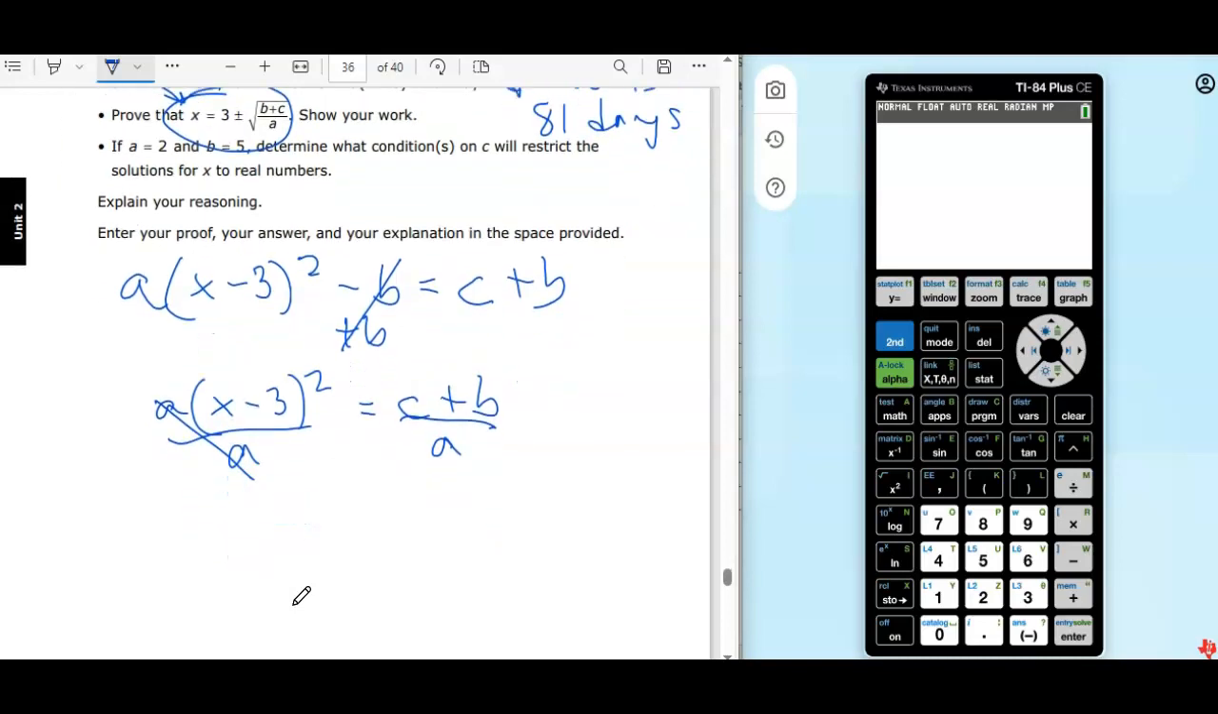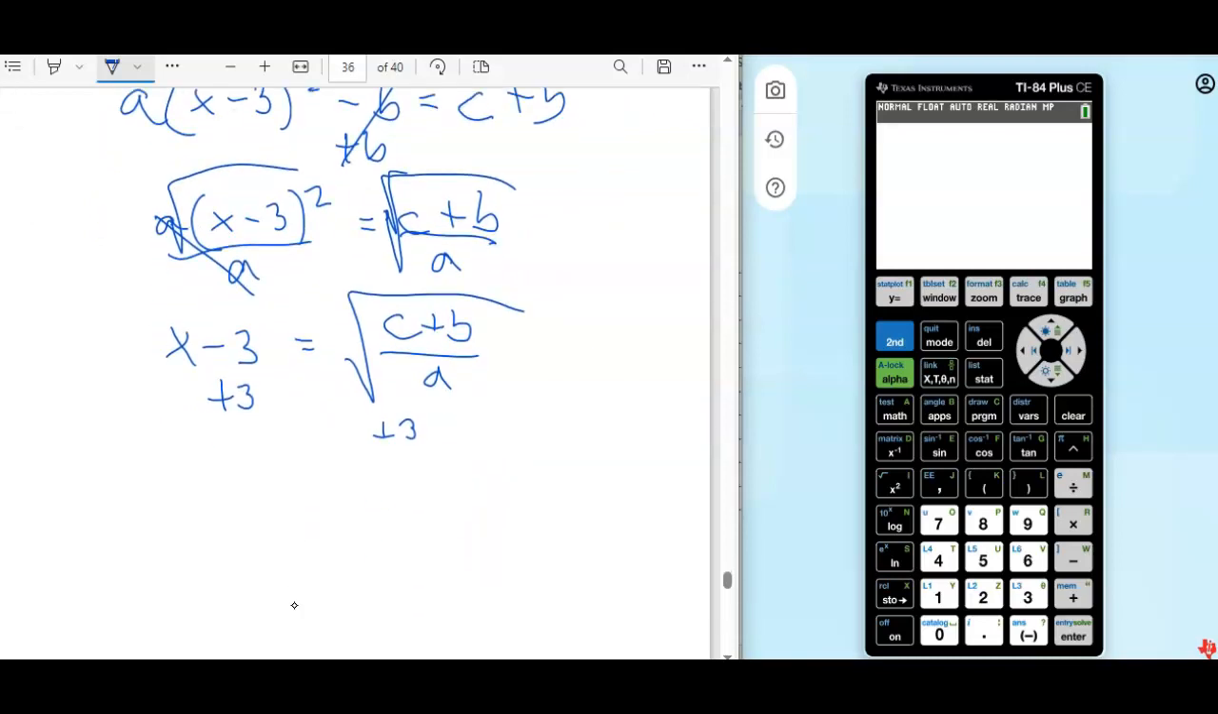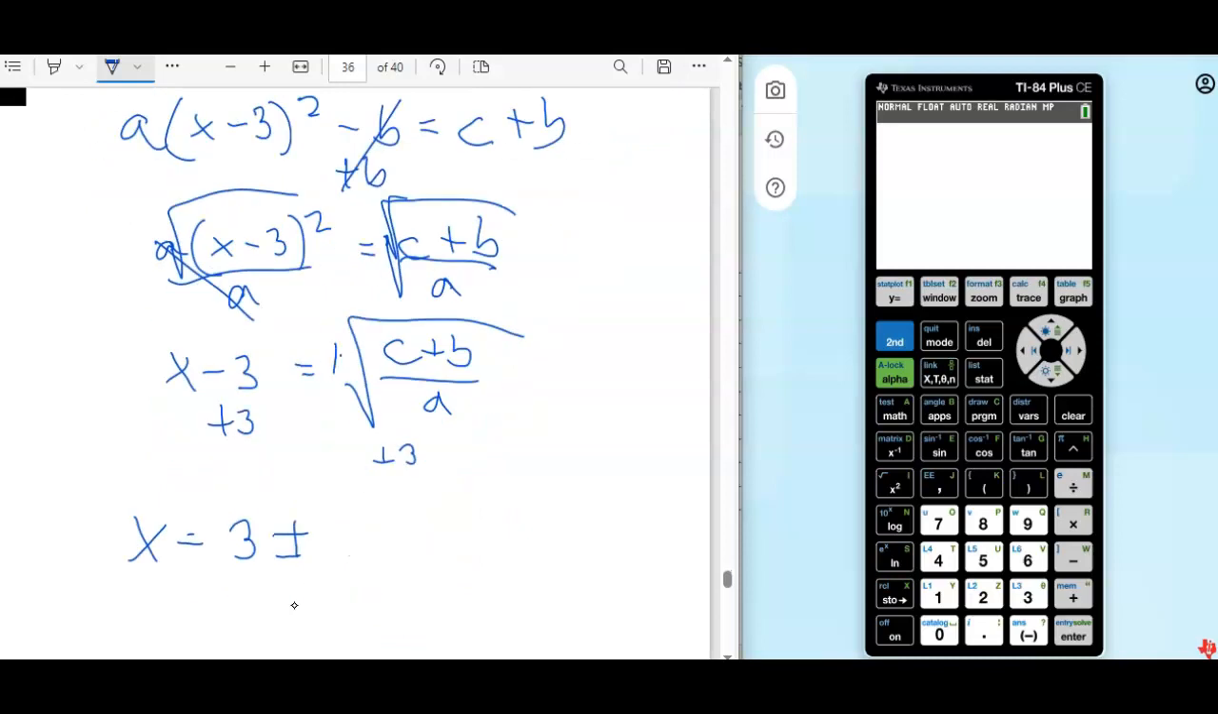Now I need to take the square root. So I'm going to take the square root of both sides and the whole thing, including that denominator. So I'll get x minus 3 equals the square root of (C plus B) over A. Then I need to add 3 to both sides. So now I'm going to have x equals 3 plus or minus, because remember, when we take the square root of something, it's plus or minus. I should have written that up there. So 3 plus or minus the square root of (C plus B) over A.